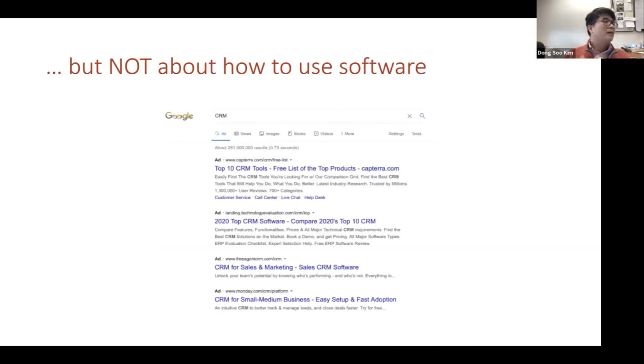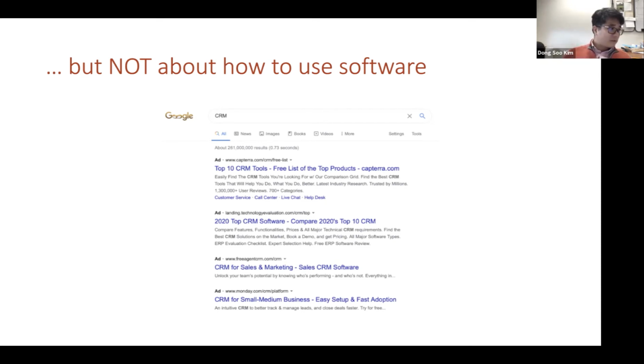All right. Now you know that CRM is not simply about customer loyalty. It is more about profitability, and it should be a quantitative process. Then, how? Let's try to Google it. When you type CRM in the Google search box and press enter, you may see lots of ads like this. Top CRM tools, top CRM software, and so on.